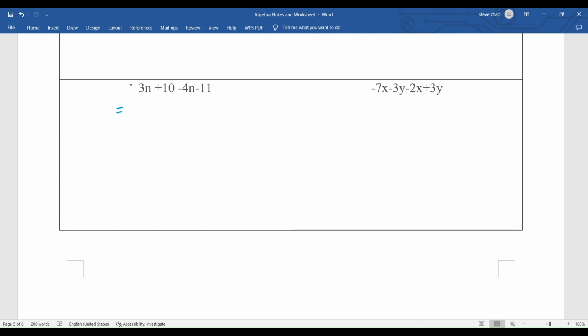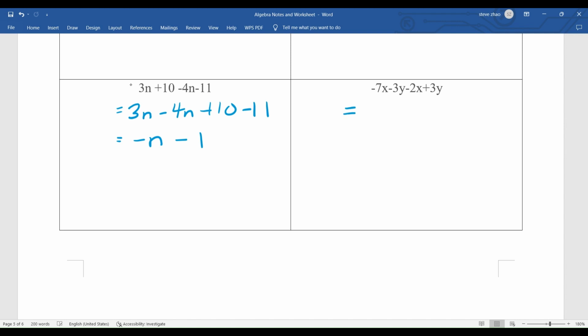3n plus 10 minus 4n minus 11. Same thing, group the like terms. 3n minus 4n are like terms. And then the two constants, we call these constants, so plus 10 minus 11. We put them together at the back. This gives you minus n, which is minus 1n. Because it's minus 1, we don't put in the 1, so we just put minus n. And then plus 10 minus 11 gives you minus 1.